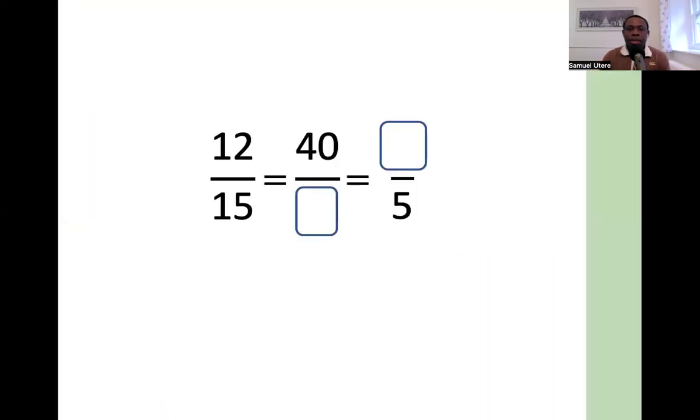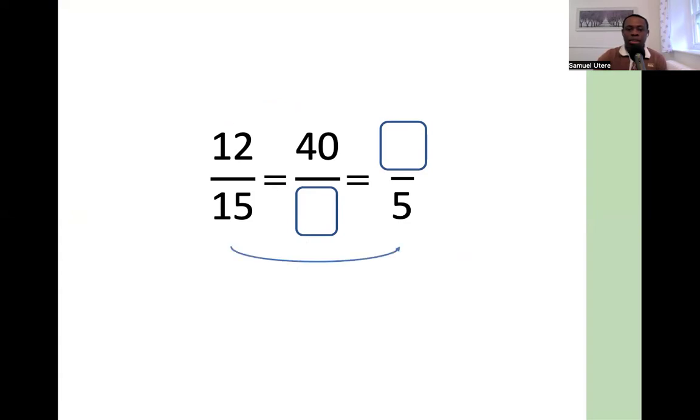Okay, let's move on to the second part of our lesson. So we'll look at our first example. How do we fill the numbers that are missing? Well, remember that we can have multiplicative relationships between the numerators and the denominators of other fractions. We cannot see the relationship between 12 and 40 because 40 is not a multiple of 12. But what about looking at the denominators 15 and 5? We can see that 3 works.